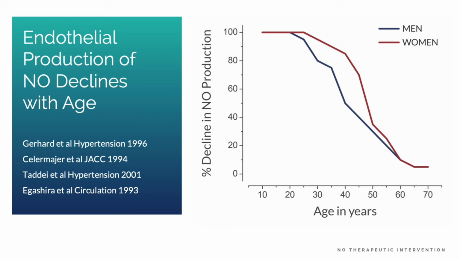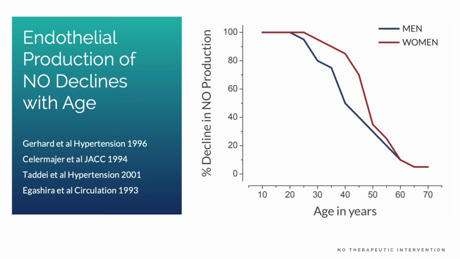The older we get, the less nitric oxide we make in the endothelium. By the time we're 50 years old or 40 years old, we only have about 50% of the nitric oxide we had when we were younger. And 50% of the men over the age of 40 report some degree of erectile dysfunction. So that tells us that when you lose the ability to make nitric oxide, you lose the regulation of blood flow, and that's when you start to see the symptoms.